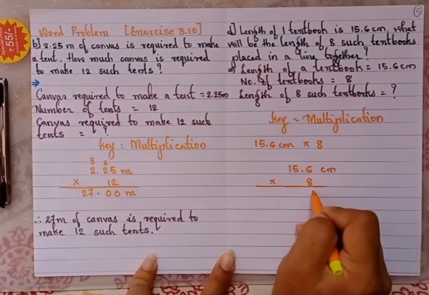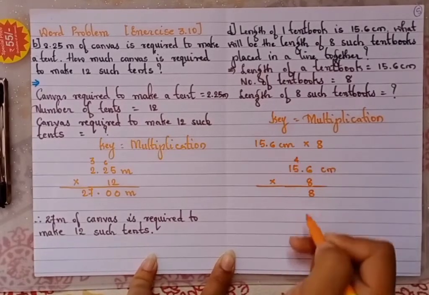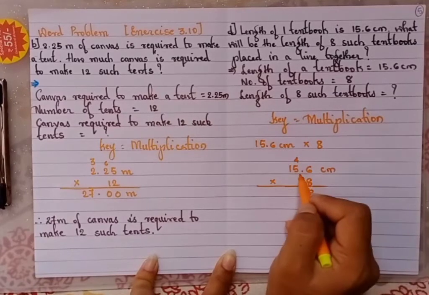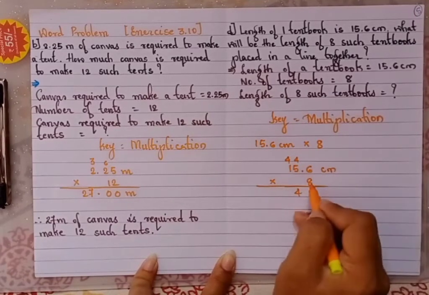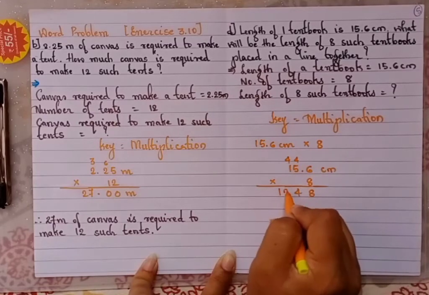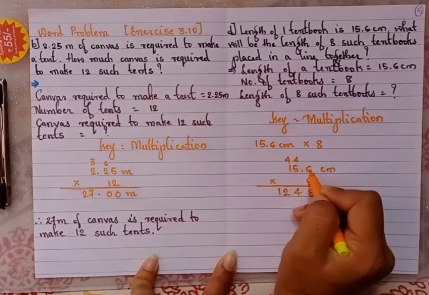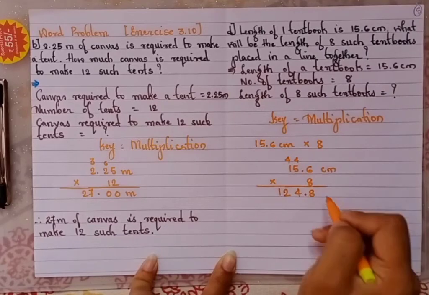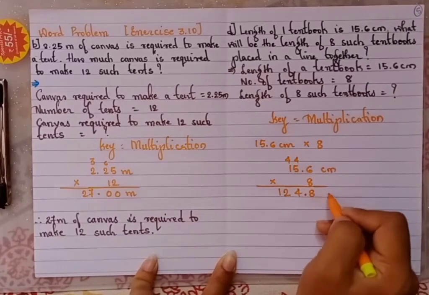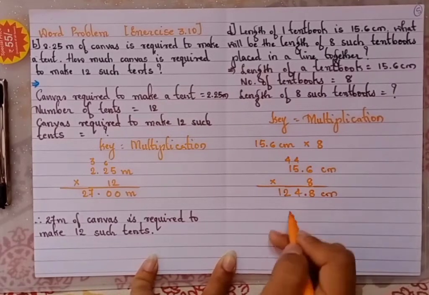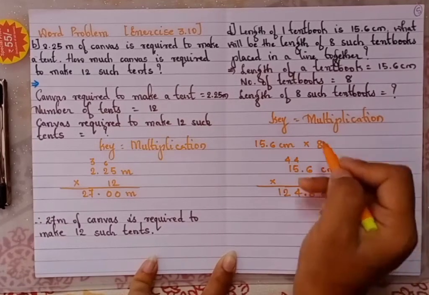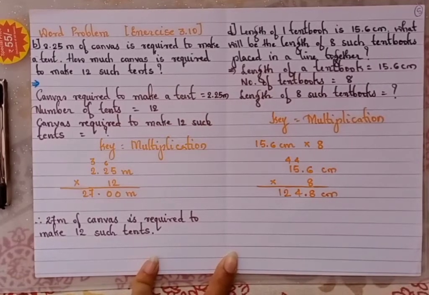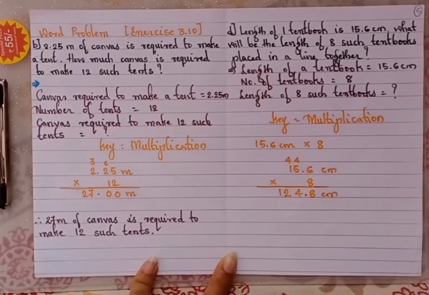8 6s are 48, 8 here, 4 carry. 8 5s are 40 plus 4 is 44, 4 here, 4 carry. 8 1s are 8 plus 4 is 12. And here is only one decimal place, therefore we have to put the decimal point after one digit from the right side. Therefore 124.8 centimeter will be the length of 8 such textbooks, and that will be our final statement.